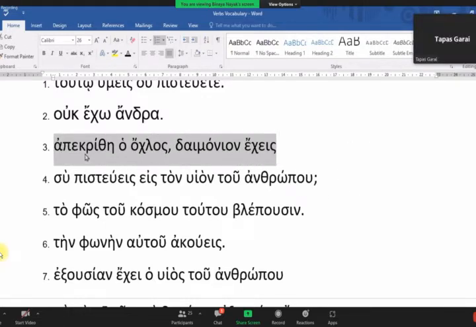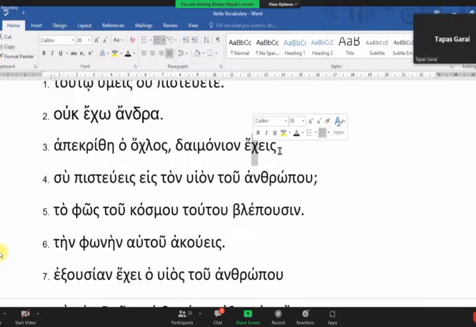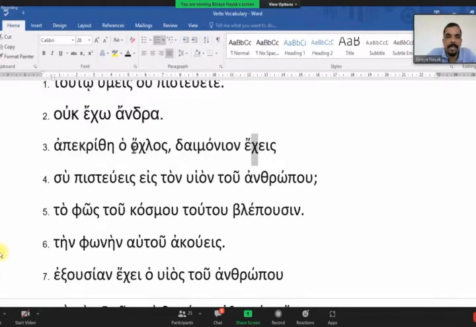Apekrithe ho ochlos dia mo neon hex is. Okay, one problem. Not a problem, but you have to work on it. When you read this one, don't read it as X. This is not X in Greek. C? Yeah, chi. C-H, chi. Ochlos. So you have to pronounce it as ochlos. Okay. So ochlos.